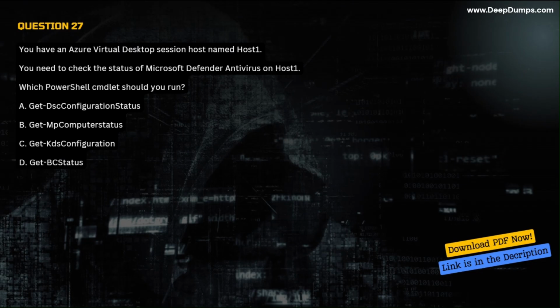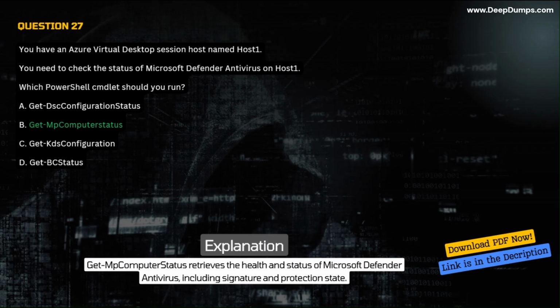Question 27. You have an Azure Virtual Desktop session host named Host1. You need to check the status of Microsoft Defender antivirus on Host1. Which PowerShell command should you run? A. Get-DscConfigurationStatus. B. Get-MpComputerStatus. C. Get-KdsConfiguration. D. Get-BCStatus. Correct answer B. Get-MpComputerStatus. Explanation. Get-MpComputerStatus retrieves the health and status of Microsoft Defender antivirus, including signature and protection state.